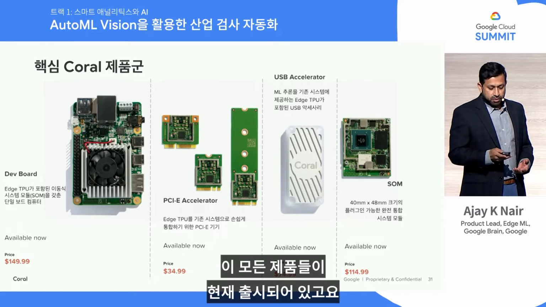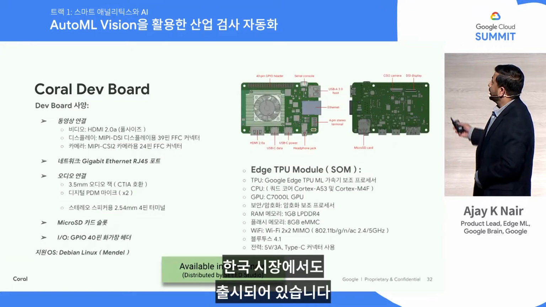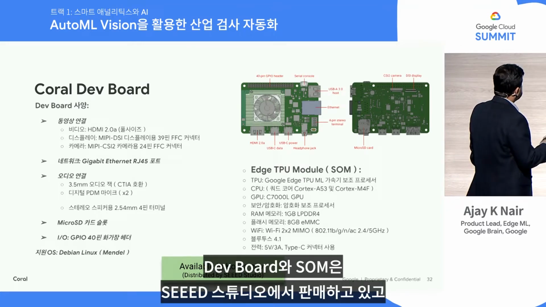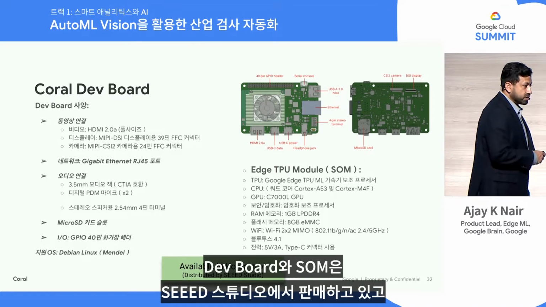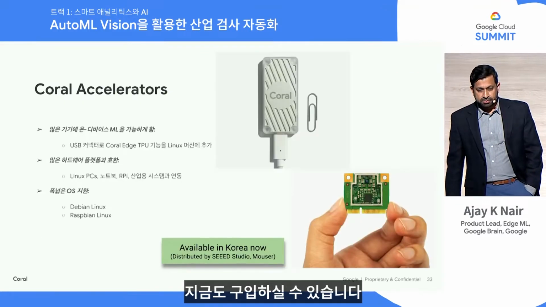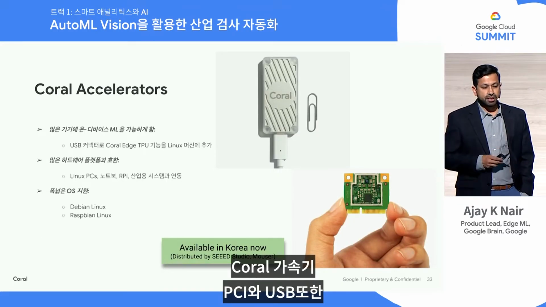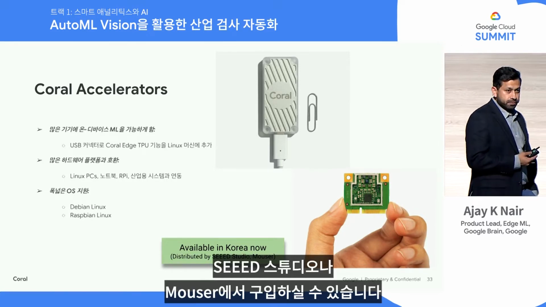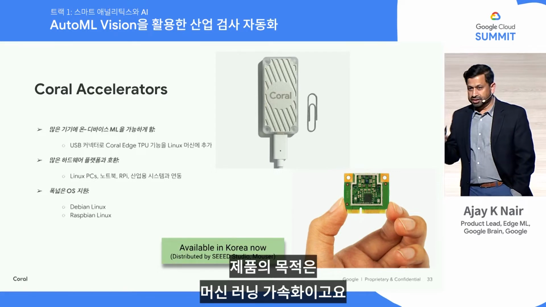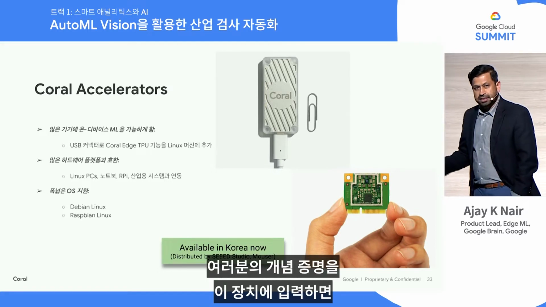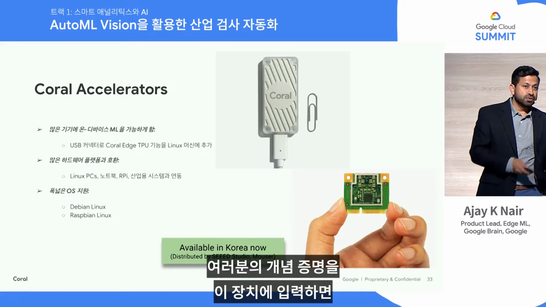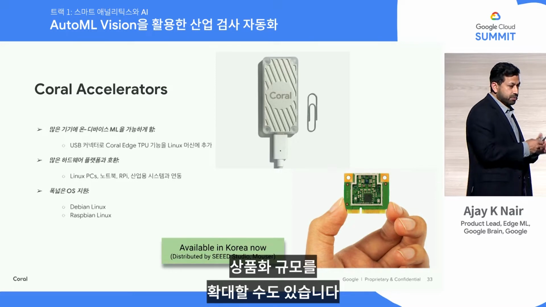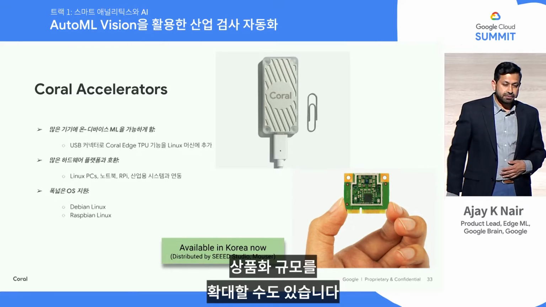So all of these products are available today, and in the Korea market as well. The development board and the SOM are available through Seeed Studio, and you can buy them right now. And the accelerators, the USB and the PCIe, are available through either Seeed Studio or Mouser. And the idea is just accelerate your machine learning workloads, get your proof of concept into these devices, and as well scale to production with the same components, the same software, and the same tool chain as needed.